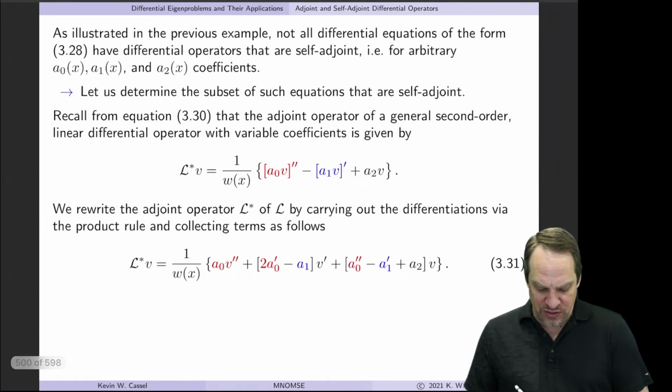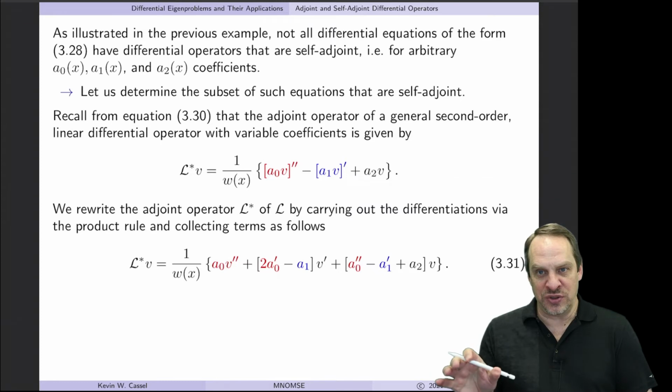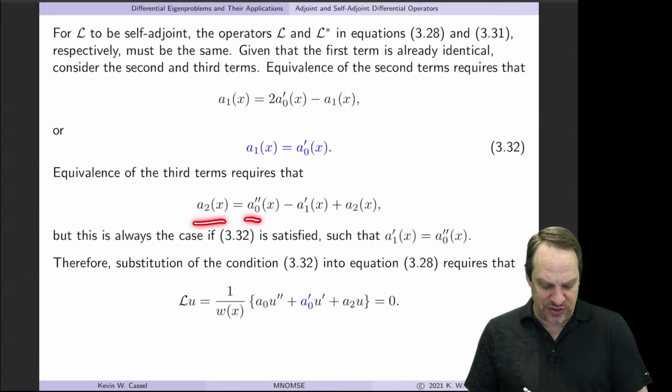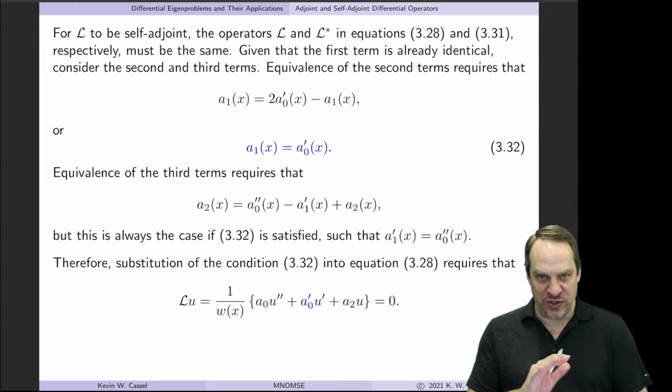Now let's take a look at the coefficient of the v term. So we have A0 double prime minus A1 prime plus A2, and that has to be equal to the coefficient in the original differential operator, which was A2. So we have A2 is equal to A0 double prime minus A1 prime plus A2. Well, we've already determined that A1 has to be equal to A0 prime. If you substitute that into here, you'll find that this is identically satisfied. In other words, if this is true, then it takes care of the second term as well as the third term. So this is the only requirement between these variable coefficients that has to hold for L and L star to be the same, and therefore L to be a self-adjoint operator.